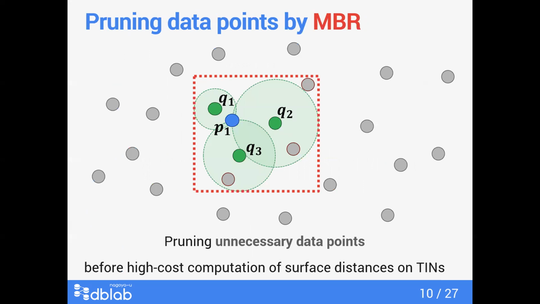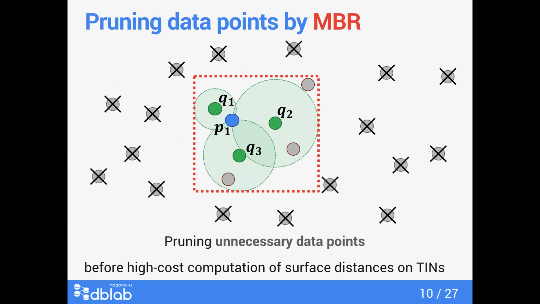The most important thing about this topic is that we can conclude gray points that are not included in the red rectangle cannot be skyline points. So we can prune these points without heavy computation. If we can prune many data points, the overall calculation time can be greatly improved.